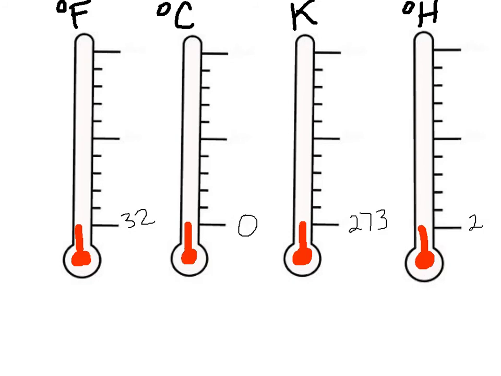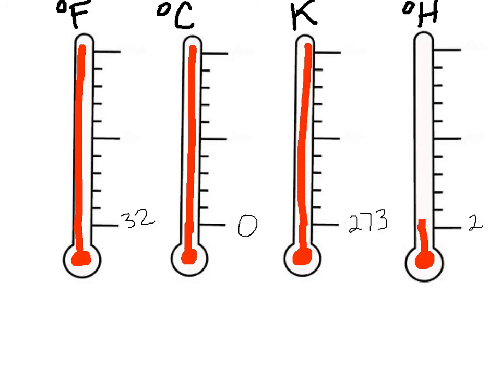Now let's take them and put them in a boiling water bath. Okay, the liquid level is going to go up, whoop, went up on all of them. Okay? And so now we have another baseline or another constant point. So we have the freezing point of water. Now we're going to look at the boiling point of water in these 4 temperature scales.